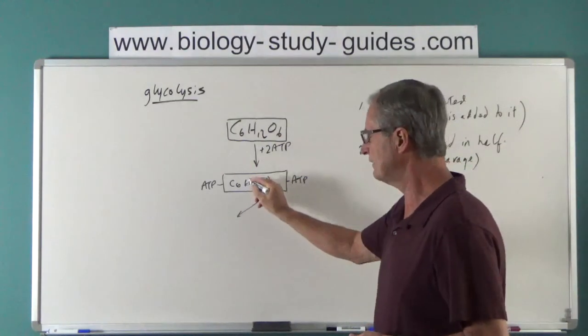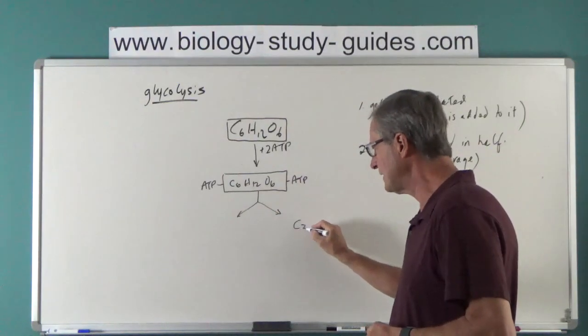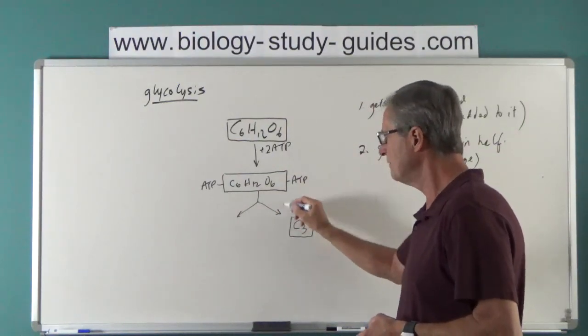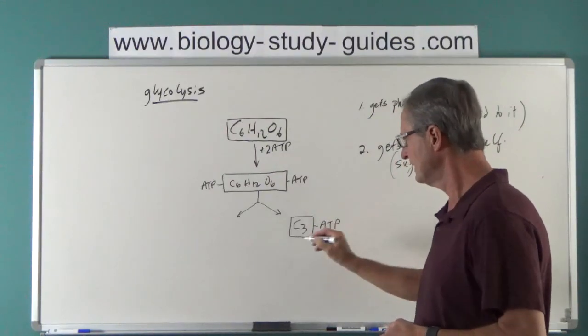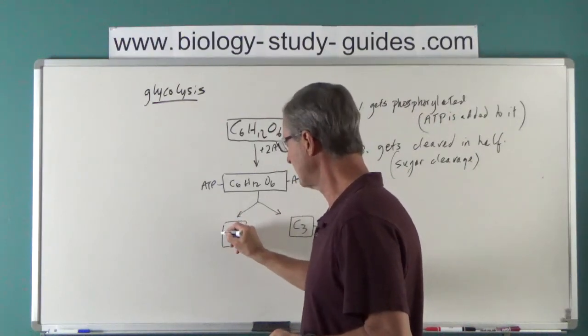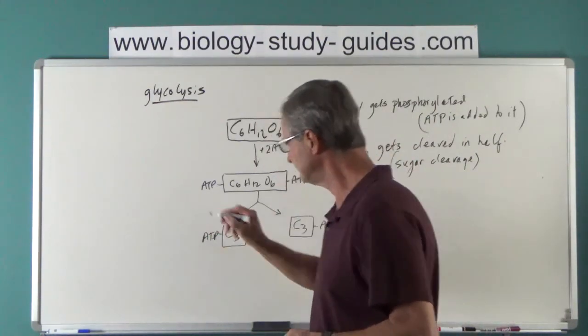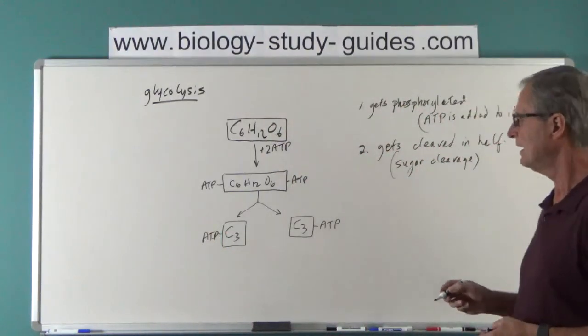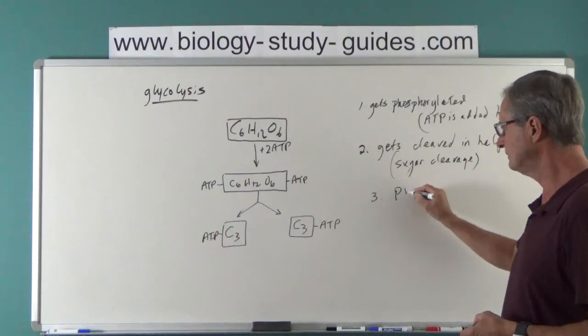And if you think about it, this is a C6H12O6. We're going to take a C3 half, I'm not going to give you all the bits and pieces here, and ATP. And we're going to get a C3 part with ATP here.